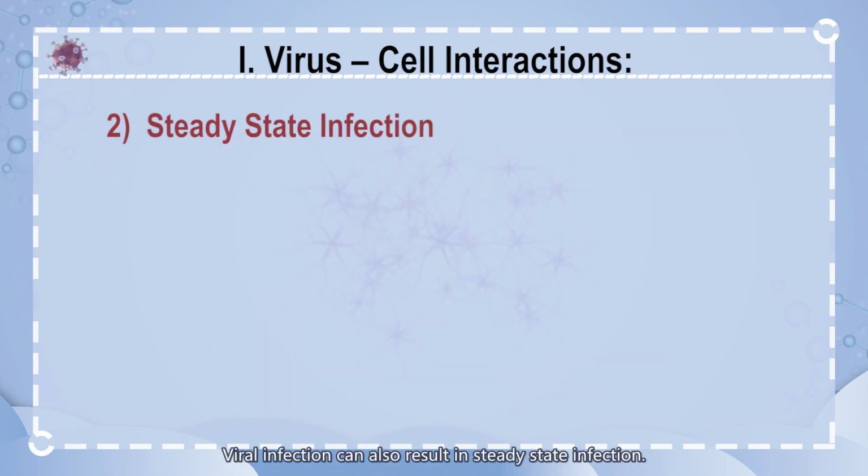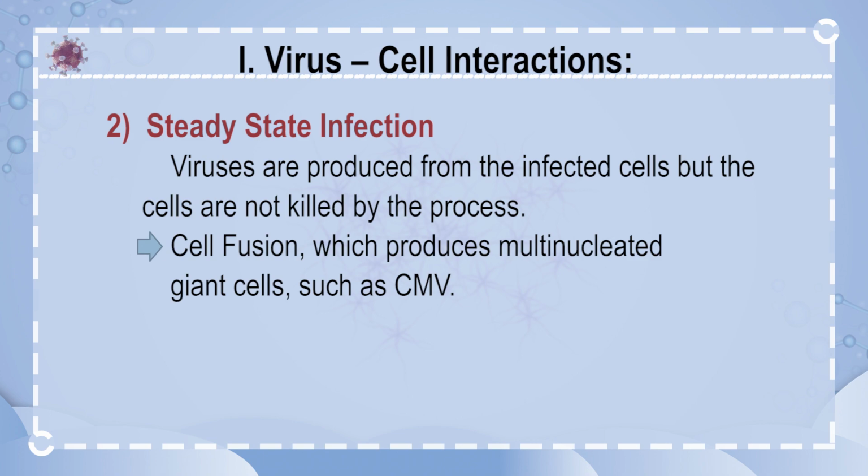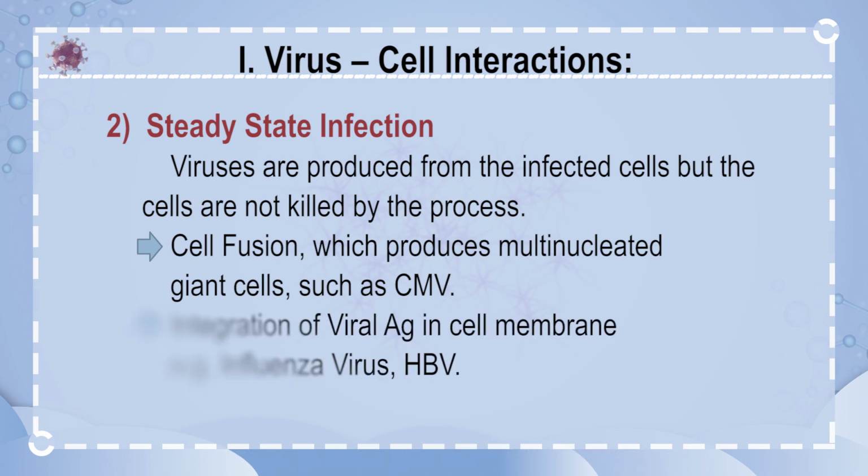Viral infection can also result in steady-state infection. Steady-state infection is usually caused by enveloped viruses, whose progeny viruses release from host cell by budding. This process is very slow, so host cells are not lysed or killed in a short time. Steady-state infection can cause cell fusion and produce multinucleated giant cell. Cell fusion is one of the ways in which enveloped viruses spread.